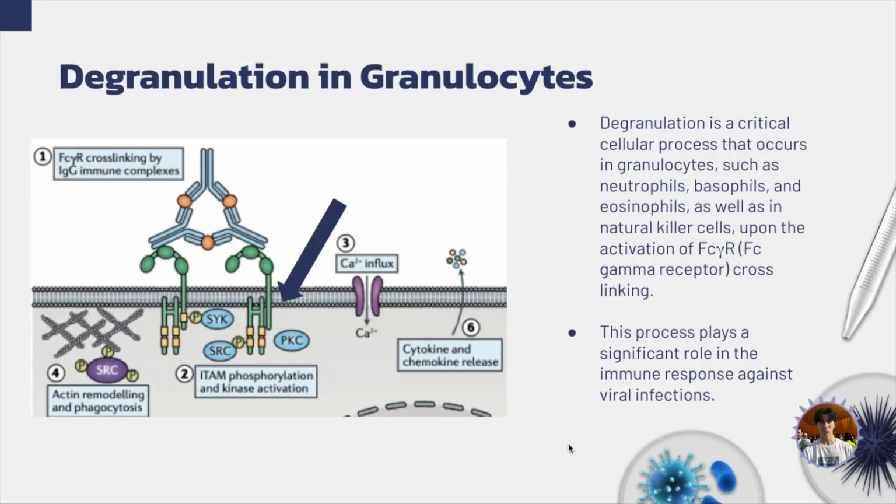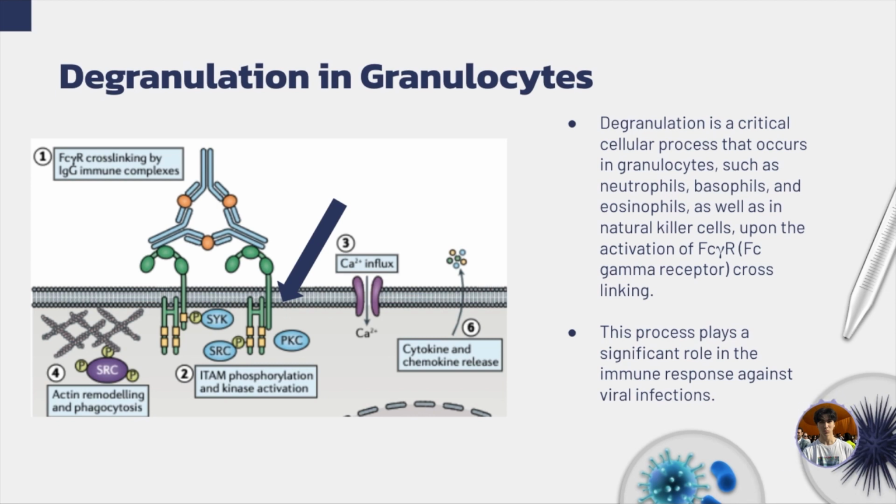Degranulation is a critical cellular process that occurs in granulocytes, such as neutrophils, basophils, and eosinophils, as well as in natural killer cells, upon the activation of Fc gamma R receptors. This process plays a significant role in the immune response against viral infections. So the process of degranulation initiates with the activation of Fc gamma R through cross-linking, which is triggered by various signals. And upon this Fc gamma R cross-linking, intracellular signaling pathways are activated, involving kinases like SYK and SRC.